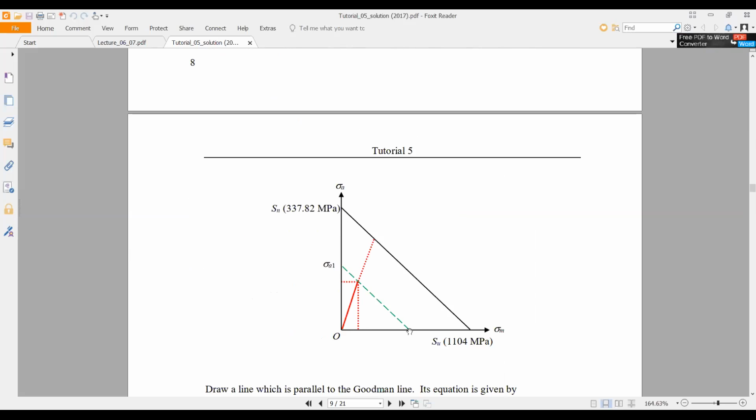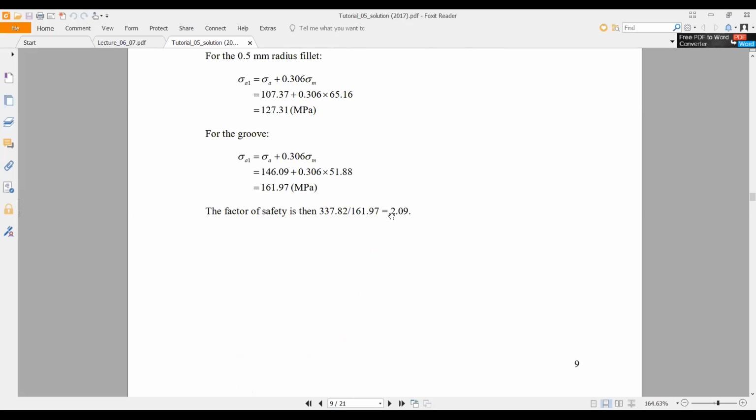So this is the operating line, this is the Goodman line. Because of Kf, the stress raiser, this will be shifted downward. So this is the factor of safety. So you can find the factor of safety. It is equal to 2.09. So any questions?